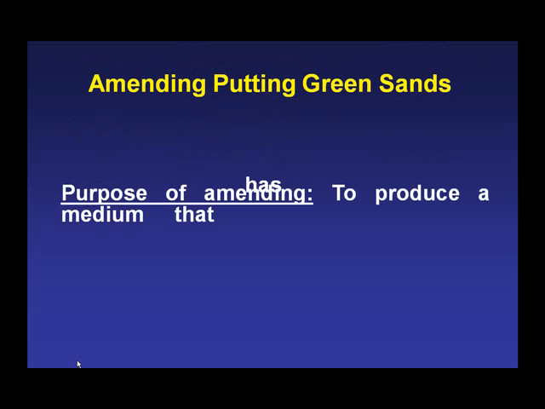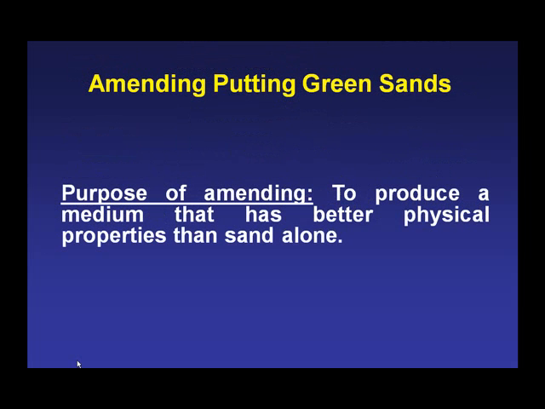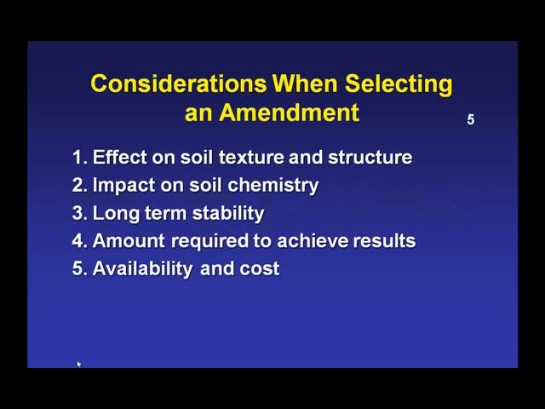To produce a medium that has better physical properties than the sand alone or the native soil, you might want to take a native soil and add something to it, or you might want to take sand and modify it. When you're selecting an amendment, you want to consider its effect on the soil texture and structure. Will it move the soil, say, from a sandy clay loam to a clay? Will it move it from a sand to a sandy clay loam? What will it do to the soil chemistry? That's pretty much the pH and the cation exchange capacity.